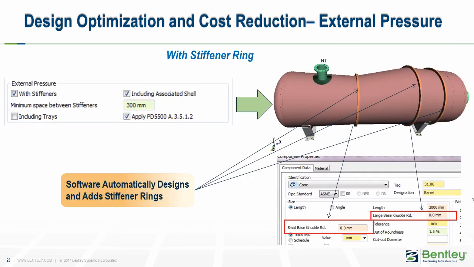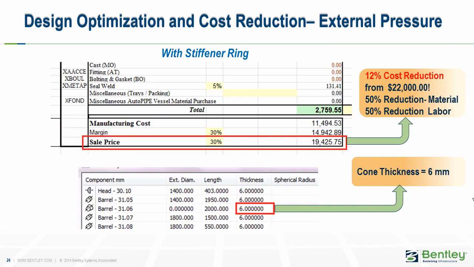To compute the cost of the equipment with stiffener rings, the option is enabled as shown on the left, and the knuckle radii are removed and the analysis is run. As we can see in this case, the cone thickness is significantly less and is the same as the shell thickness for the whole vessel at 6 mm. The cost is likewise reduced by 12% to $19,425.